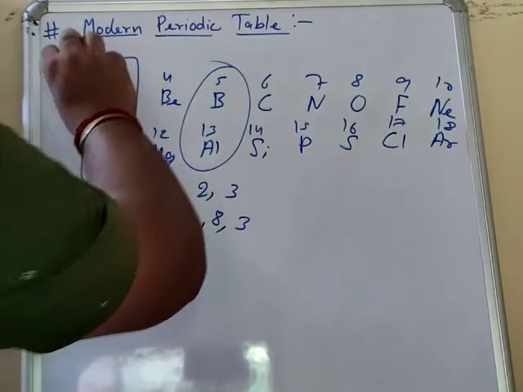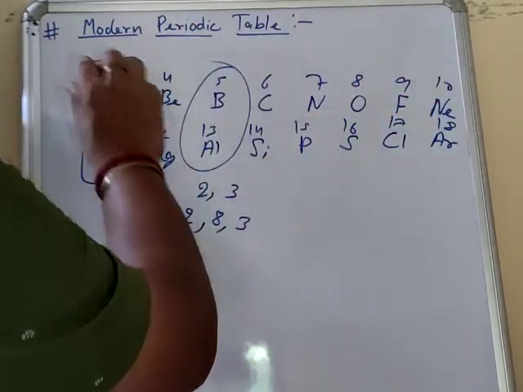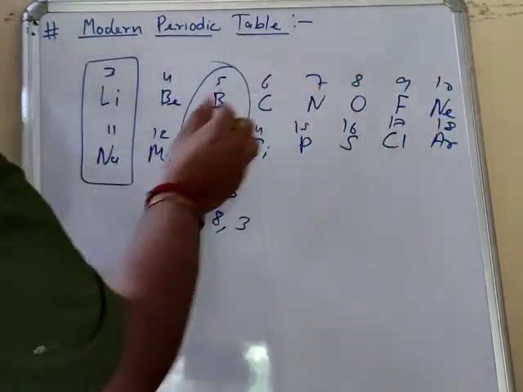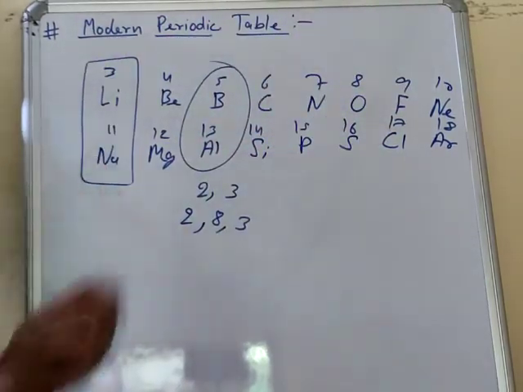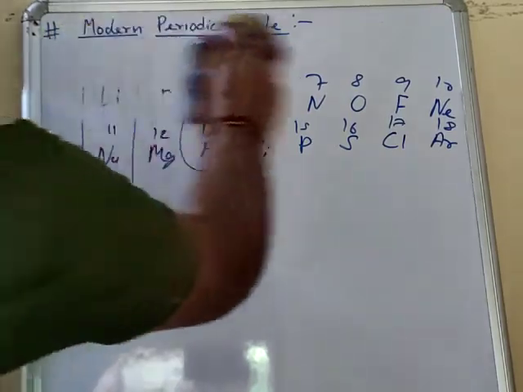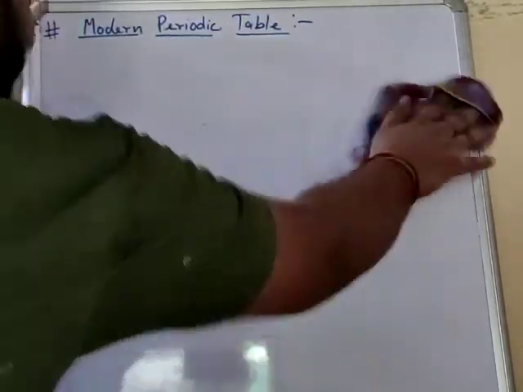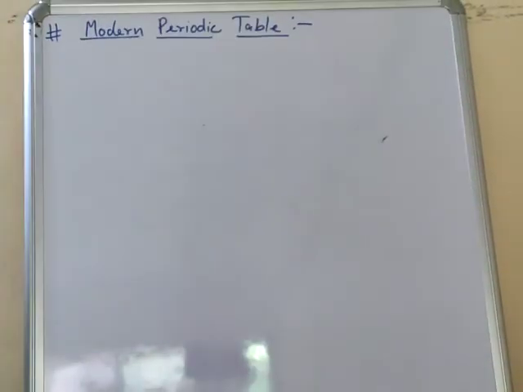So you can see here, after a regular interval, or you can say after some time, elements repeat the same properties as well as the same electronic configuration. So modern periodic law states that when we arrange the elements on the basis of atomic number, there will be periodicity in electronic configuration as well as in chemical properties.